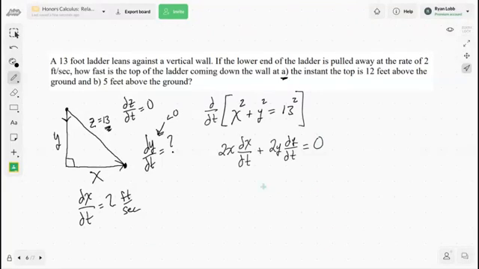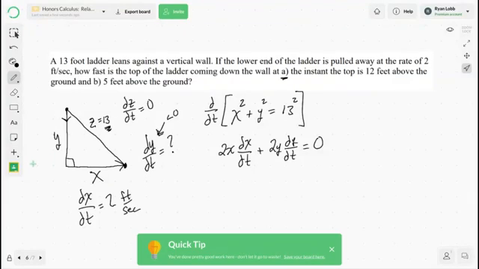Ultimately I want to solve for dy/dt, but might as well plug in first. dx/dt is 2. When the top of the ladder is 12 feet above the ground, y is 12, so I do know y. The only thing here I don't know is what I'm after, this value, dy/dt. Do I know y? Yep, check. Do I know dx/dt? Yep. What I don't know is x. I've got to find x somehow.